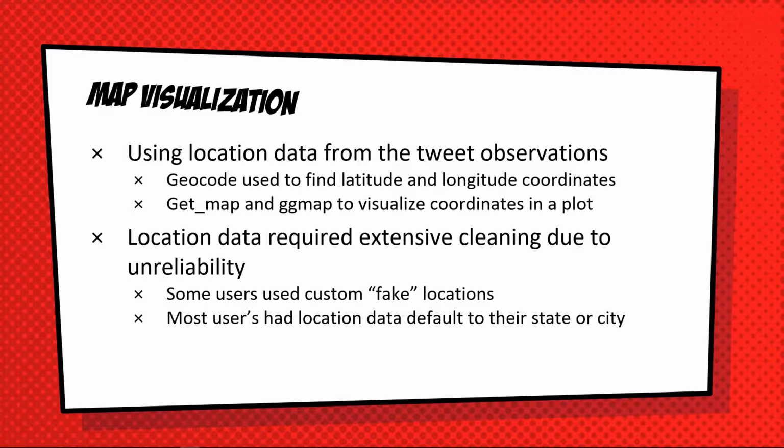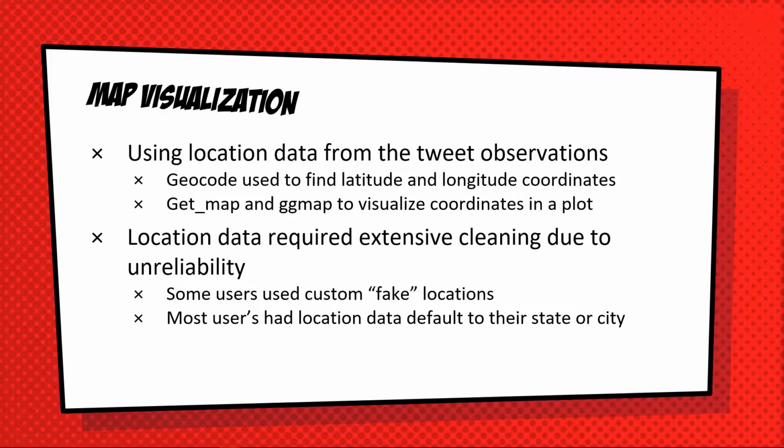Moving on from the text mining, we're going to look at map visualization. One thing I wanted to try to do is take the location data from the tweet observations and get a sense of what region of the United States is most active in the Marvel conversation. So, using geocode to find the latitude and longitude coordinates of each tweet, and using getMap and ggmap to visualize the coordinates in a plot, I was able to get a map of the US with location data for every tweet.